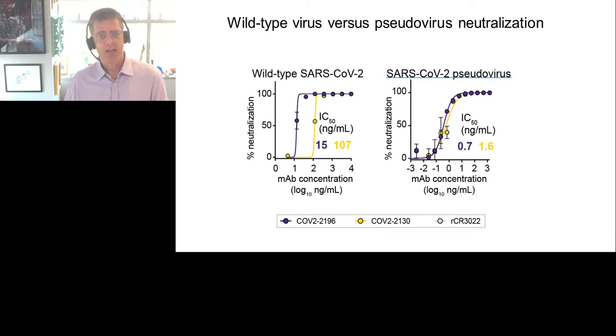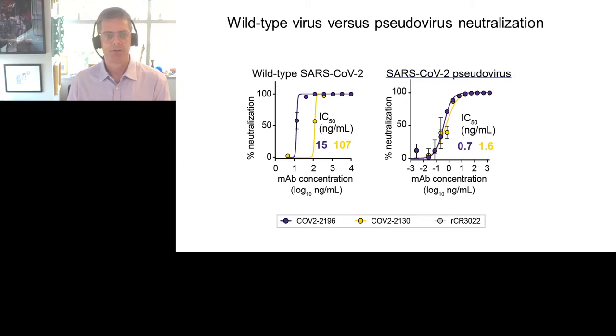And just a caveat that if you use pseudoviruses where you take VSV and you put SARS-CoV-2 on a pseudovirus, the pseudoviruses overestimate the potency. So the same antibodies that are 10 or 100 are less than 1 in a pseudovirus. So I think you need to be careful when you're looking at neutralization assays.